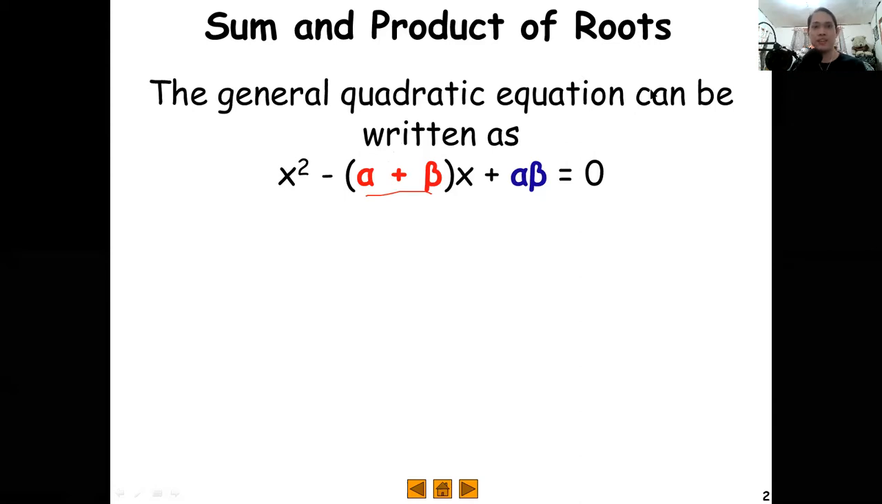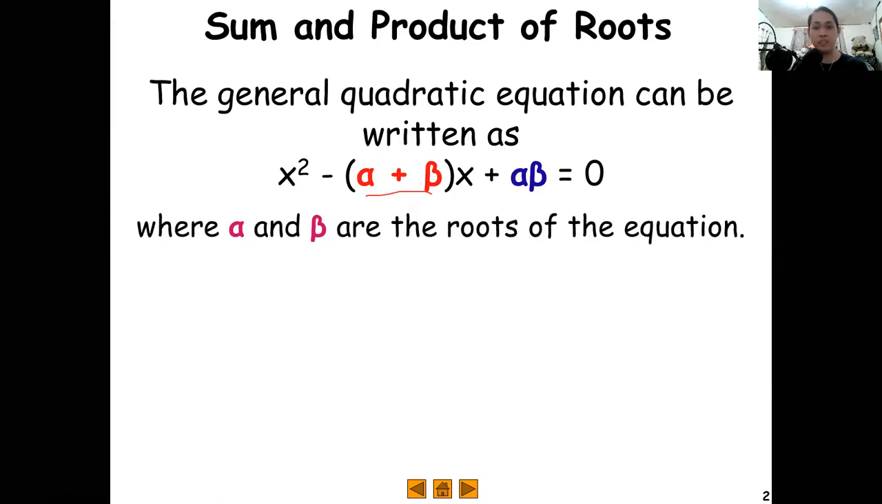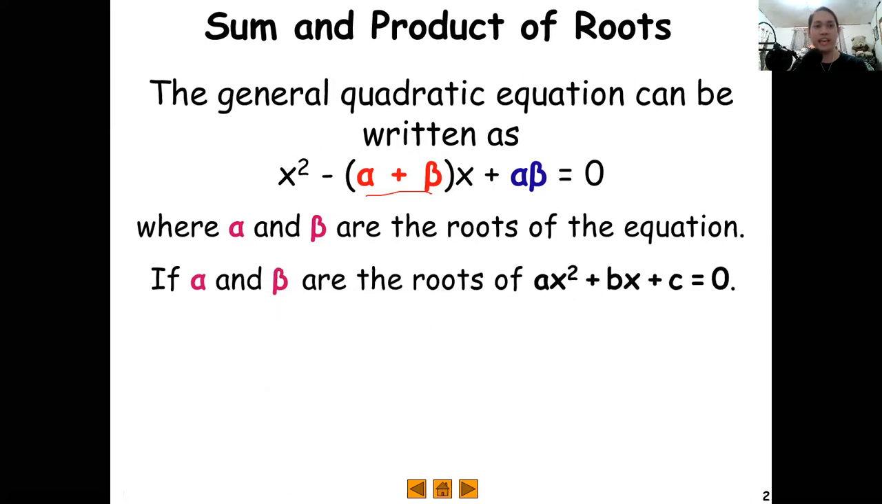Again, the general quadratic equation can be written as x squared minus the quantity of a plus b, close quantity, x plus ab is equal to 0, where a and b are the roots of the equation. And of course, a and b are the roots of ax squared plus bx plus c is equal to 0, a quadratic equation in standard form.